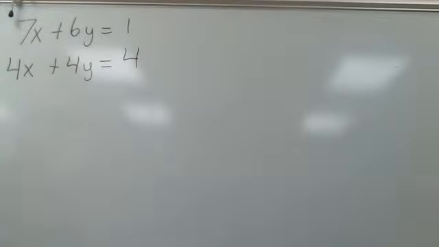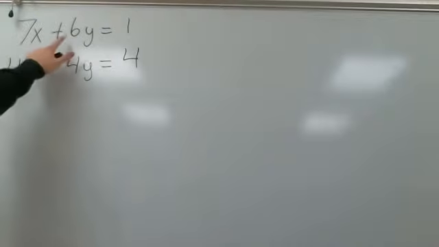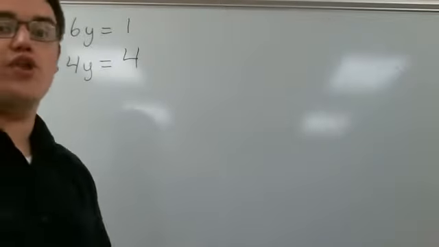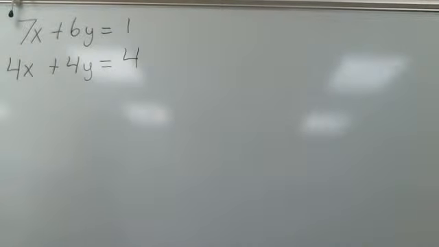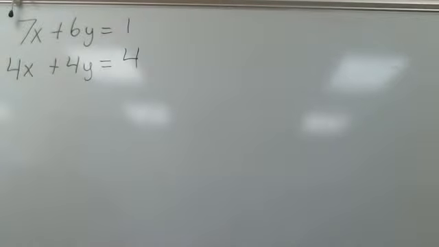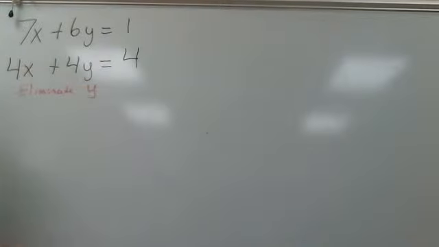a variable. Well, if you notice, 7 and 4, 6 and 4, it's not like last time. There are no multiples of 4 that give me a nice and easy 7. Same thing there. So I'm going to have to multiply both equations this time. Well, you could pick x or y. It doesn't really matter. We'll do y in this case. So we're going to eliminate y. And I'm also going to label these equation 1 and equation 2.